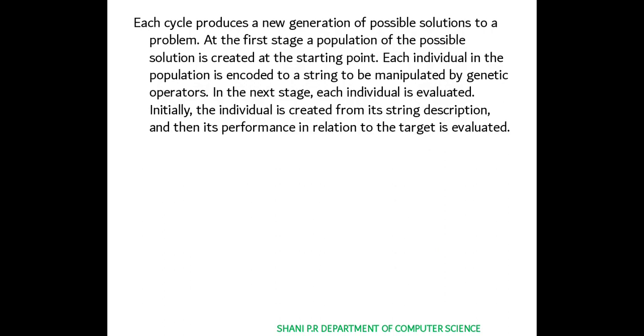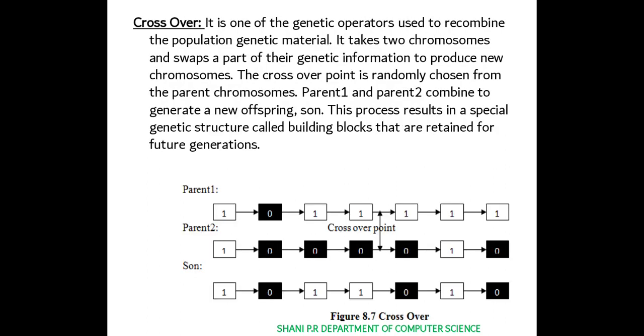In the next stage, each individual is evaluated. So as I told, after considering the population, individual elements will be formed, and we will make those in a string-like form, and it will be evaluated and manipulated in the evaluation process. So here initially the individual is created from its string description, and then its performance in relation to the target is evaluated. Next we can see the two genetic operations of the life cycle of a genetic algorithm.